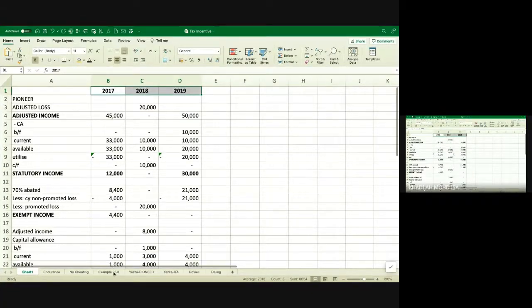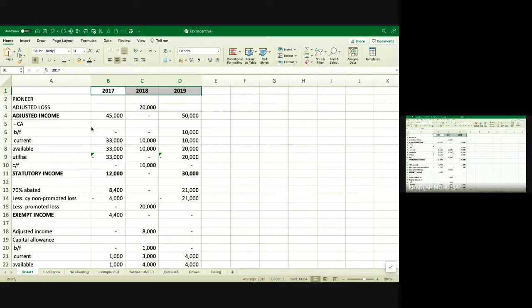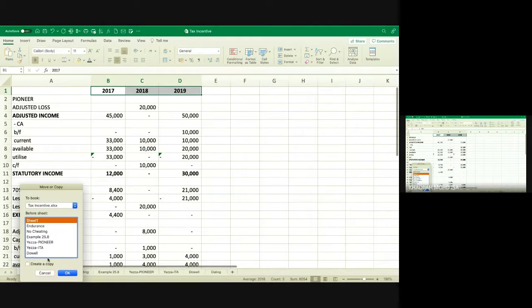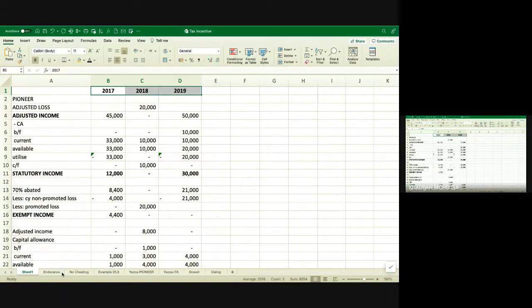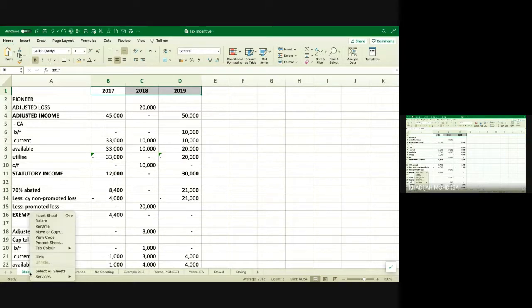I don't have the answer. Is it this one? 45? Not that either. Never mind, I will copy this. Make a copy. Let's make it. Okay, it didn't work. Make a copy before sheet 1. Okay, so what was the name? Harapan.